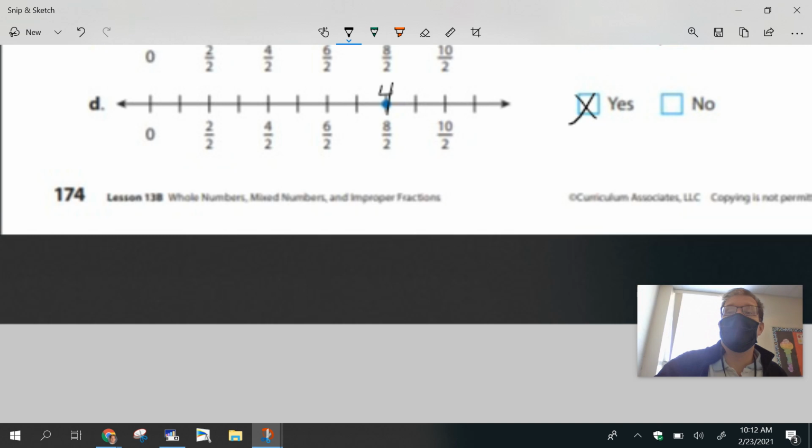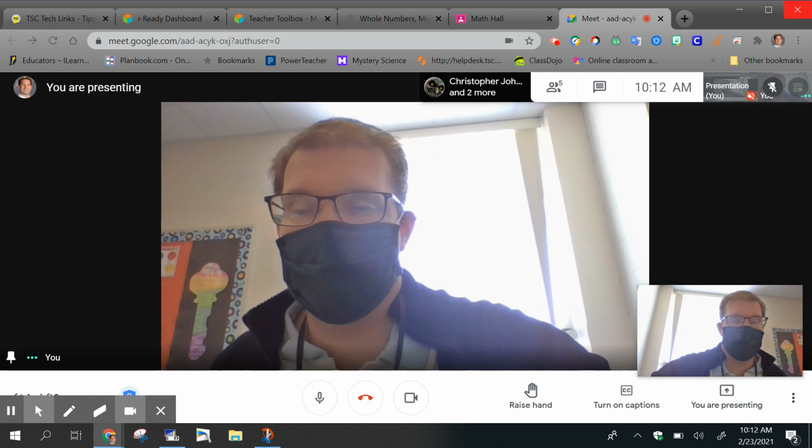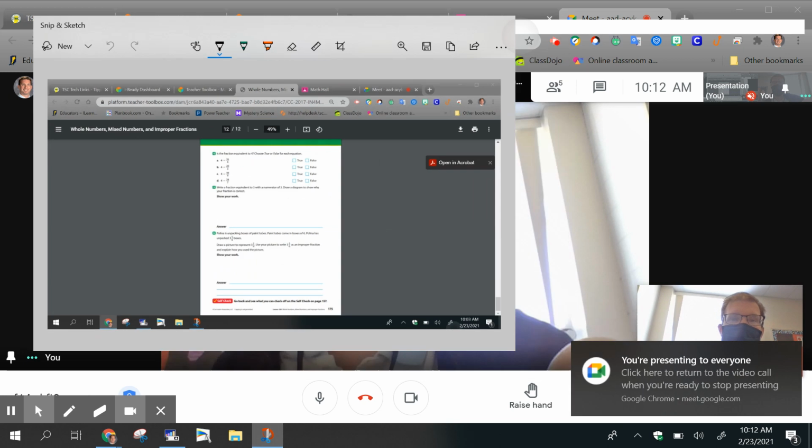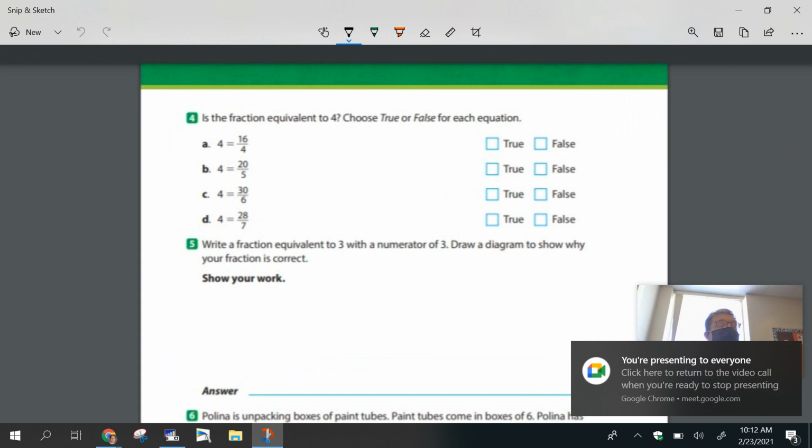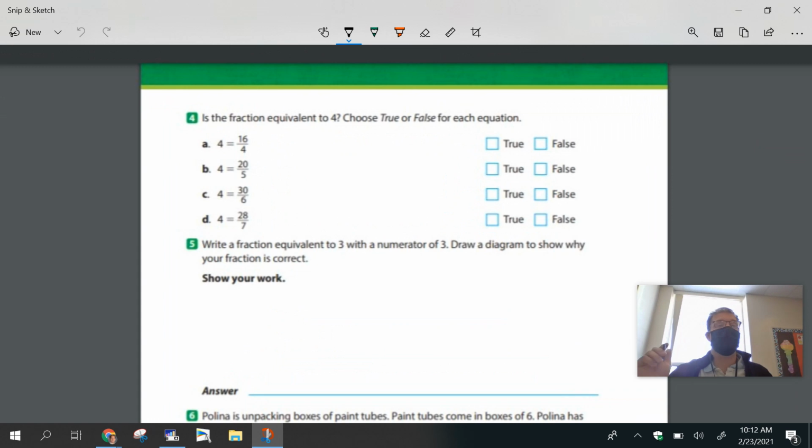Oh, all right. Let's look at the next page here. There we go. Is the fraction equivalent to 4? We're doing the same thing. Is 16/4 equal to 4? So remember, you always can see if you can multiply the denominator times the whole number. If you multiply the denominator times 4 and it equals the numerator, it's a yes. So A, is 4 times 4 16? Yep, so it's true.